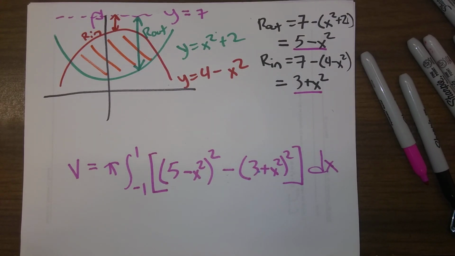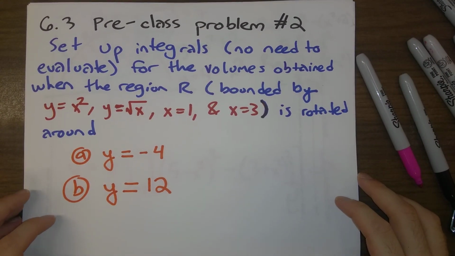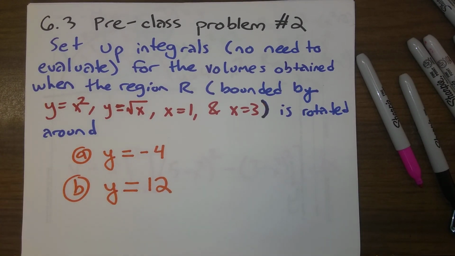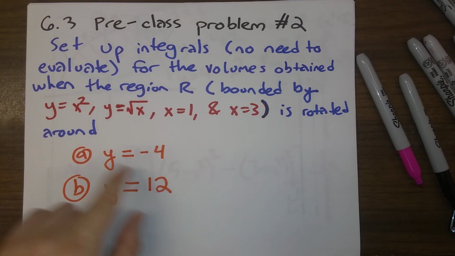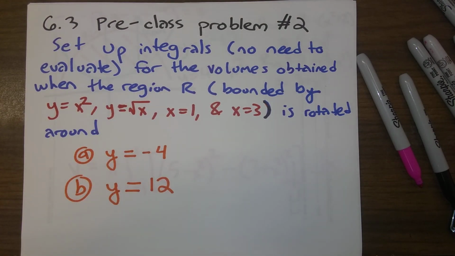Okay, so to wrap up this problem and the previous one, here's our second pre-class problem. I want you to set up integrals. You don't need to evaluate them. I just want you to write them down for the volumes obtained when the region R, which is bounded by those four curves there, is rotated around y is equal to -4 and y is equal to 12. And so you should see that for one of them the axis is below where you're rotating around, and for the other one the axis is above where you're rotating around.